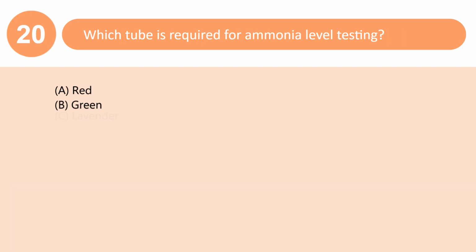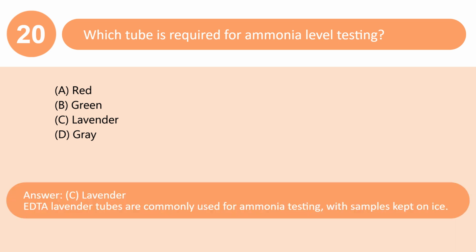Which tube is required for ammonia level testing? A. Red. B. Green. C. Lavender. D. Gray. Answer: C. Lavender. EDTA lavender tubes are commonly used for ammonia testing, with samples kept on ice.